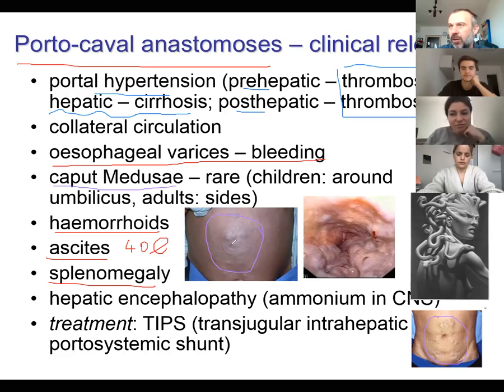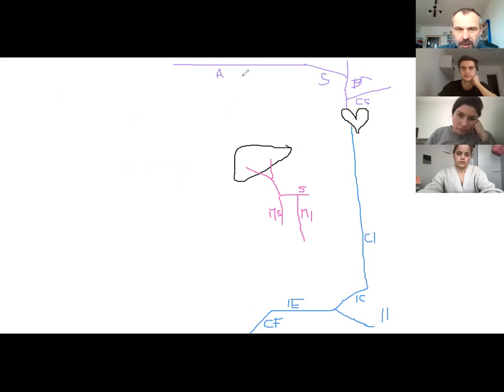And now the anatomy behind the story is here. First, the esophageal varices. We have here the left gastric vein, and the left gastric vein has some esophageal branches. And then the esophageal veins are drained into the azygos and hemiazygos vein.